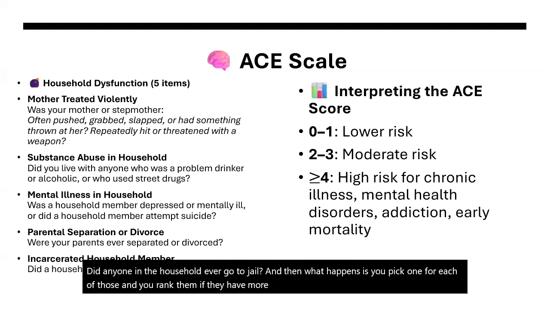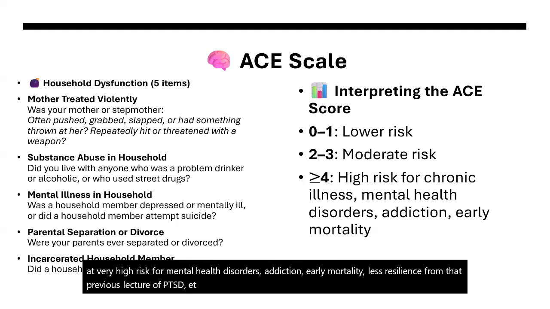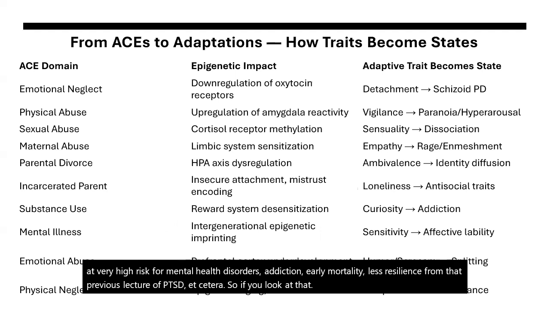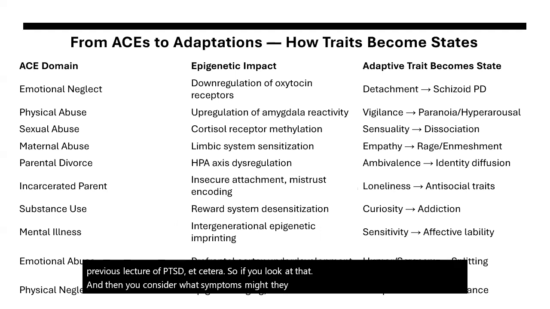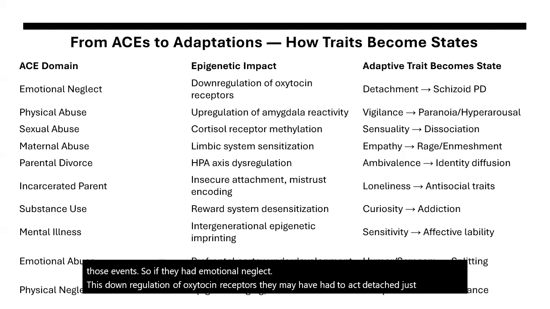If they have more than 4 of these risk factors, they're said to be at very high risk for mental health disorders, addiction, early mortality, less resilience, from that previous lecture on PTSD, etc. So if you look at that, and then you consider, well, what symptoms might they have that you are now calling a personality disorder? The upshot is here, maybe they needed to have those symptoms in order to survive those events. So if they had emotional neglect, this downregulation of oxytocin receptors, they may have had to act detached just as a way of being, as a way of coping.